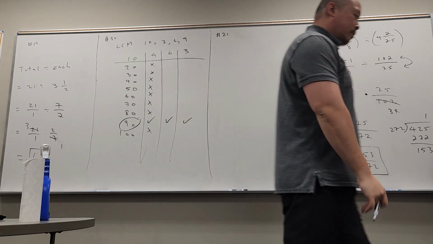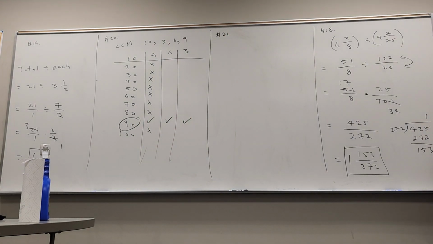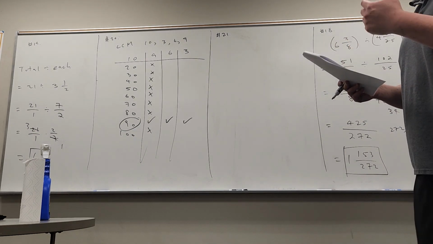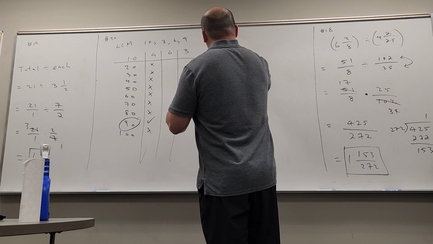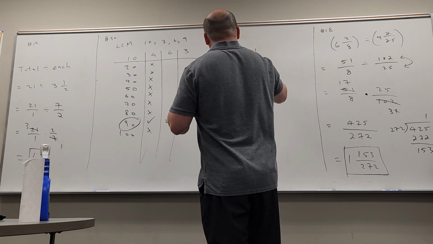Let's look at 21. Number 21 is you have a pipe that needs to be shortened. Shorten always means subtraction. So it's 2/7 minus 1/6.